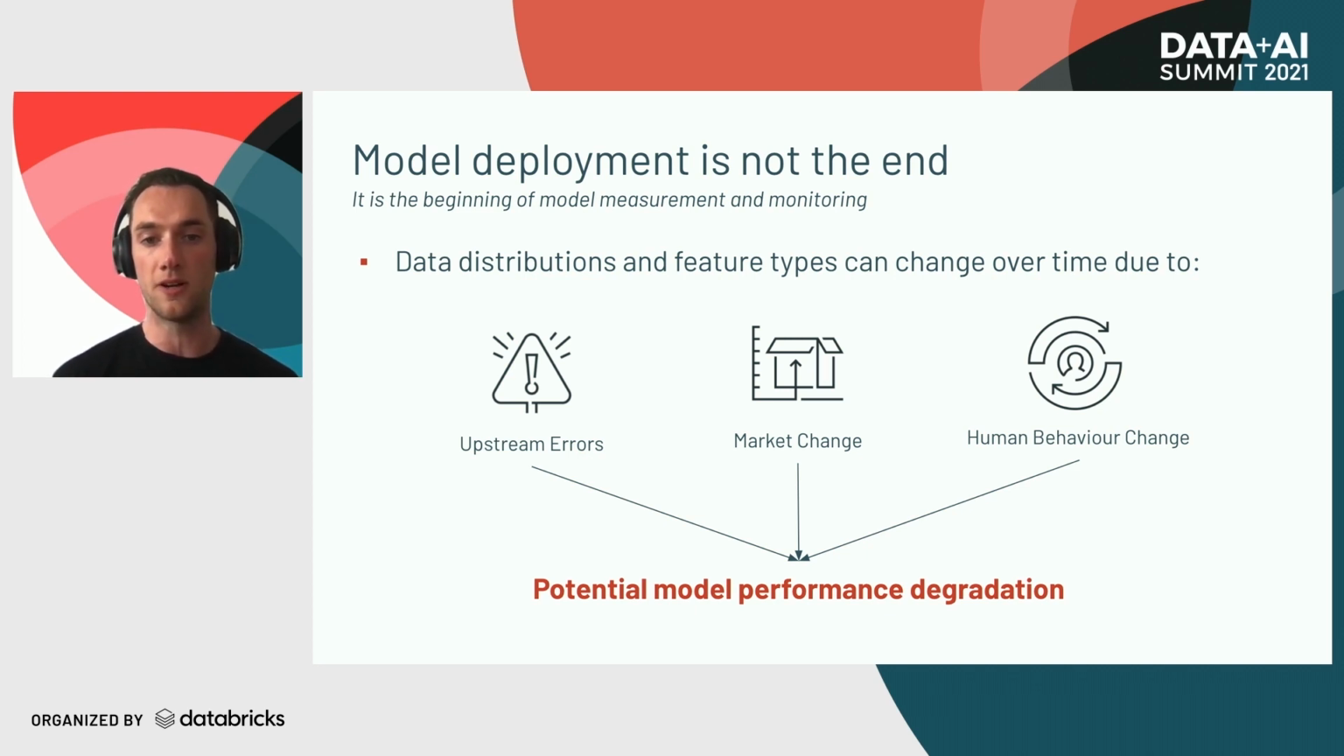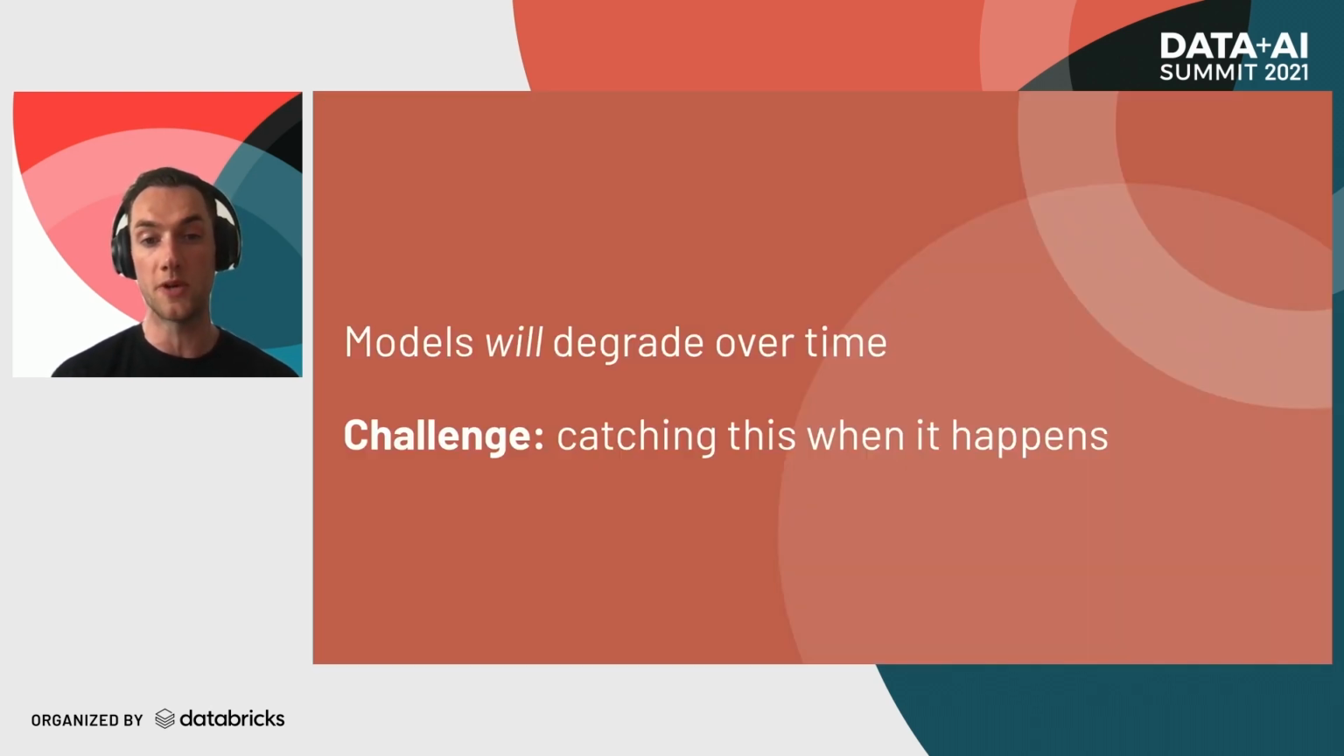So this plethora of sources of change can really impact how our model then performs and then ultimately lead to model performance degradation. So models will degrade over time. Rather than it being a question of if a model will degrade, it's more a question of when a model will degrade, and if we can identify this before or when it happens. And this is the chief motivation for continuously monitoring a model once it's deployed to production.